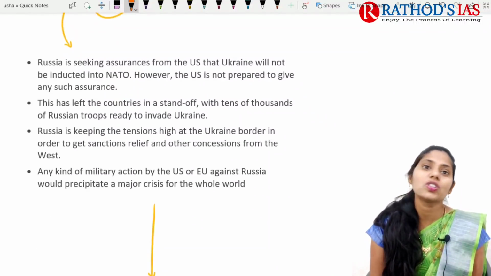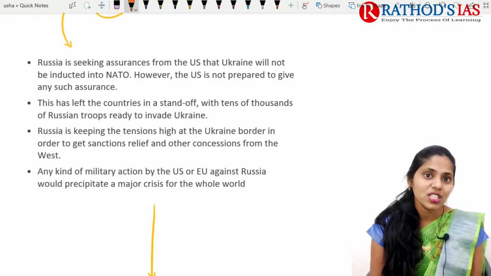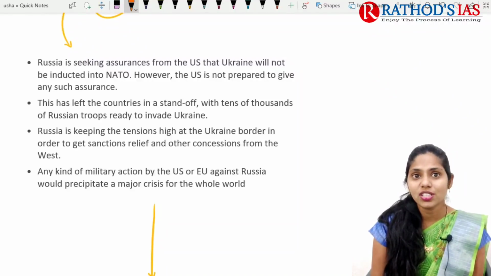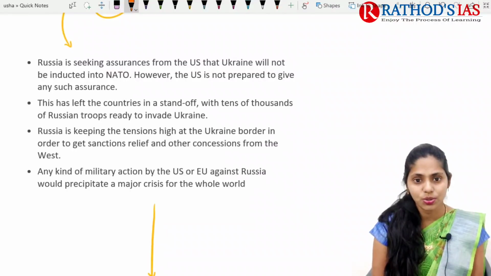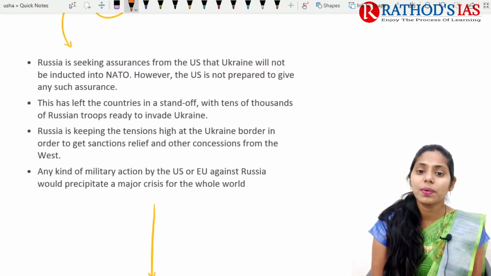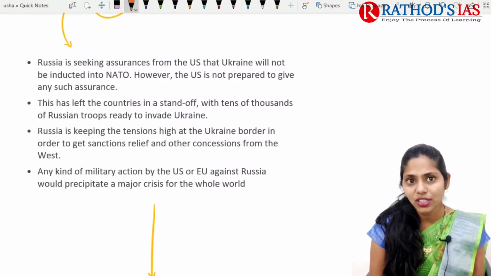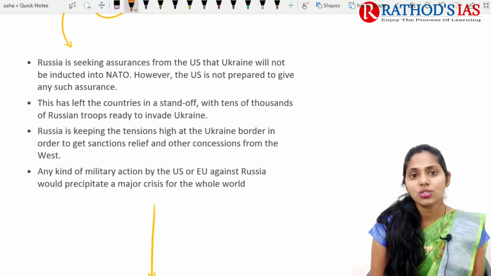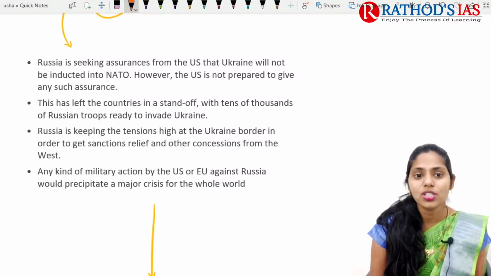So what is the current situation? The current situation is that Russia is seeking assurances from the US and Ukraine that Ukraine will not be inducted into NATO. But one cause of concern here is that the US is not prepared to give any such assurance. So Russia mainly wants assurance that the US should not include Ukraine in NATO.